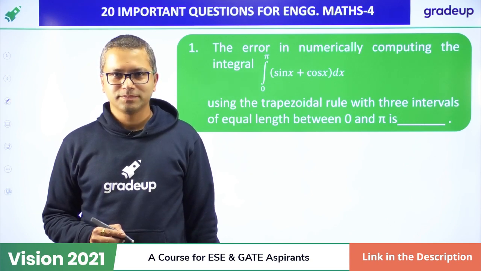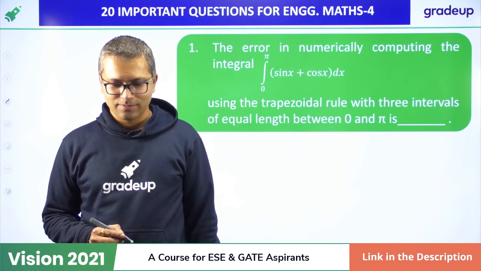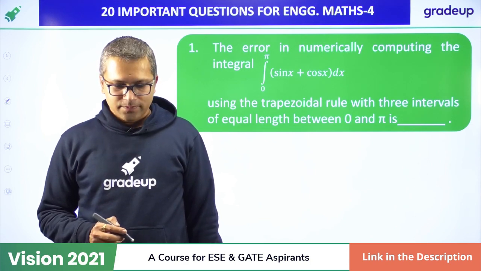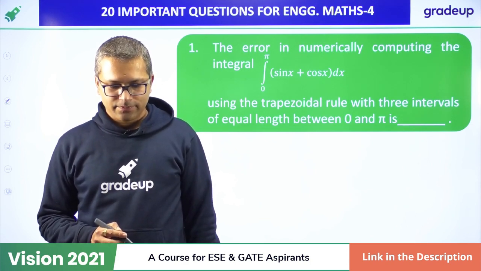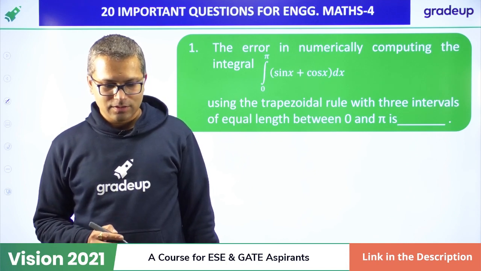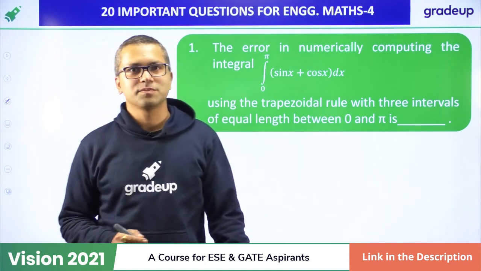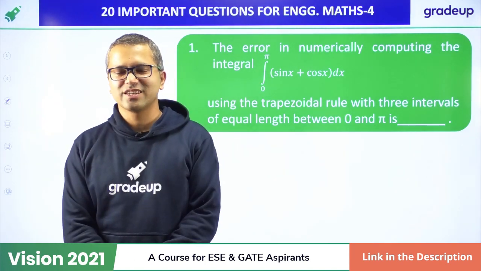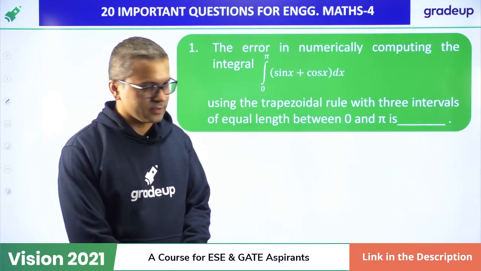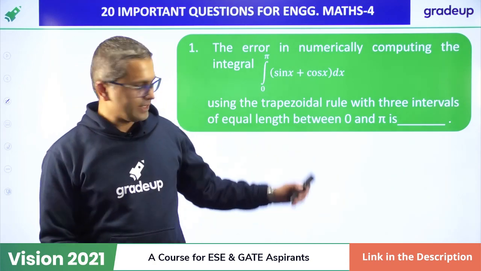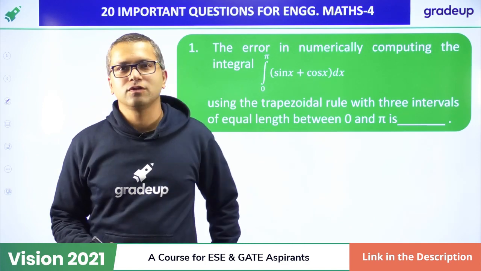So you guys there? Hello? Yeah, Tarun, hi. You just need to calculate the error in this computation when you do it using trapezoidal rule. This is from numerical methods. Okay, yes, so please keep on moving and try to solve this.